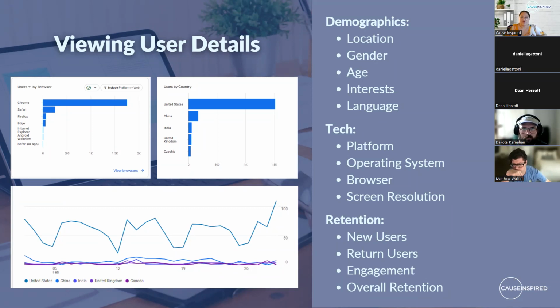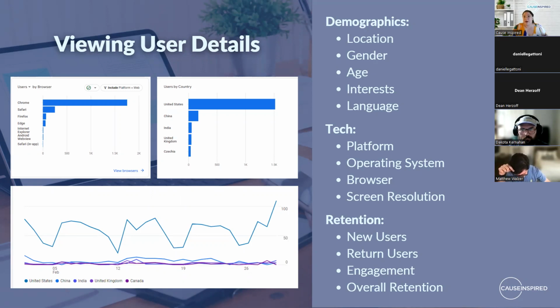So when you're viewing your user details, there's 3 categories that you can view. The first will be demographics. That includes where they're located, their gender, age, interests, and language. We can also look into their tech, so what platform they're searching on, their operating system, browser, and screen resolution. I'm a big fan of operating system and browser, specifically browser, because it helps me to understand if our audience might be more interested in Microsoft ads than they might be for Google ads. So you can grab a lot of info there.